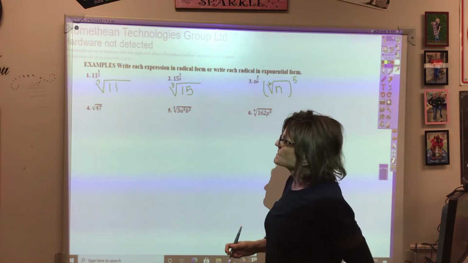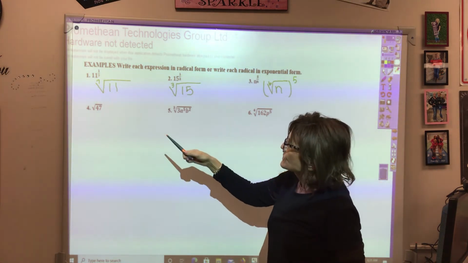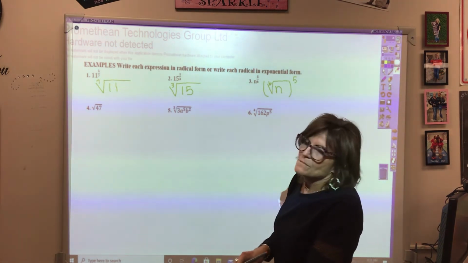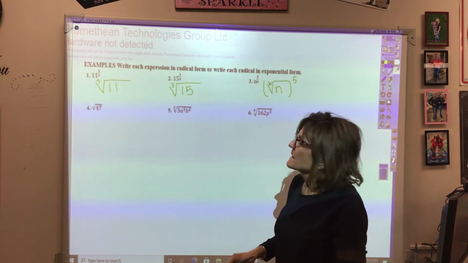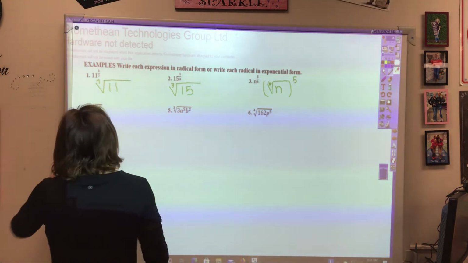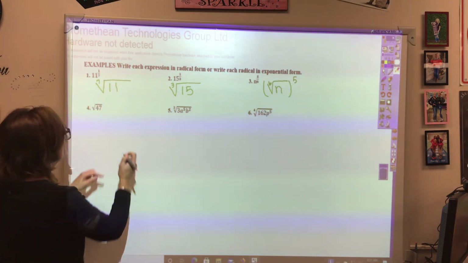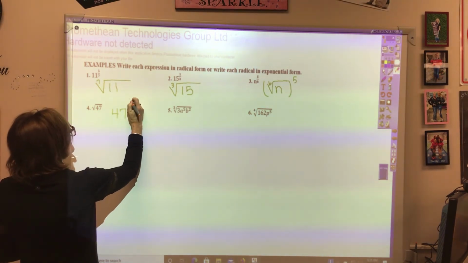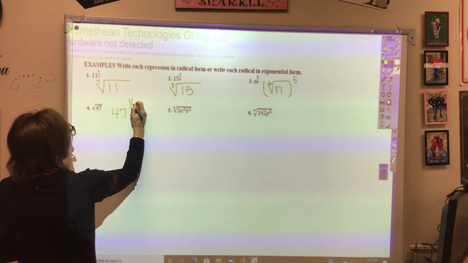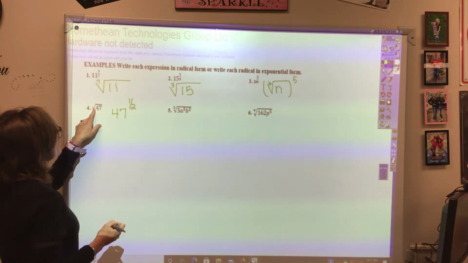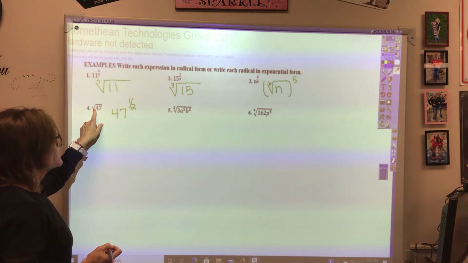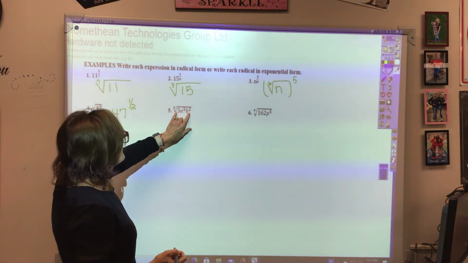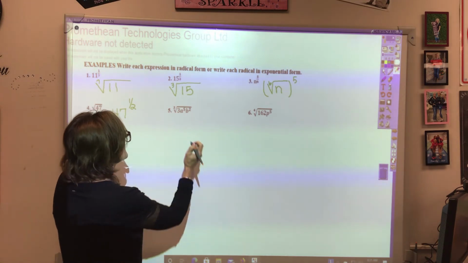Now we're going to go backwards, and take the radical form and write it in exponential form. So they're taking the square root of 47. This would be 47 raised to the 1/2 power. Square root is to the 1/2 power. On the second one, group what's underneath the radical in parentheses.